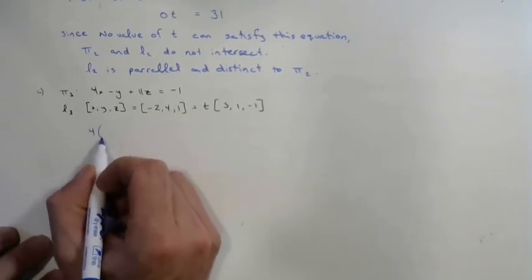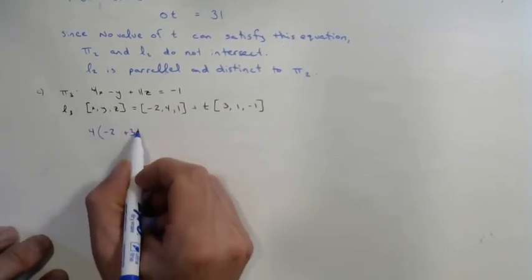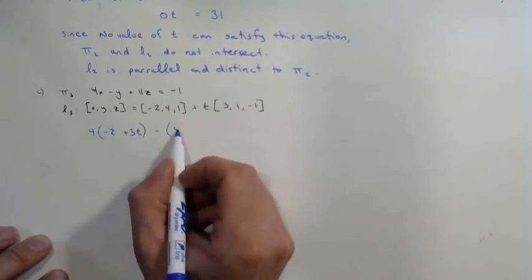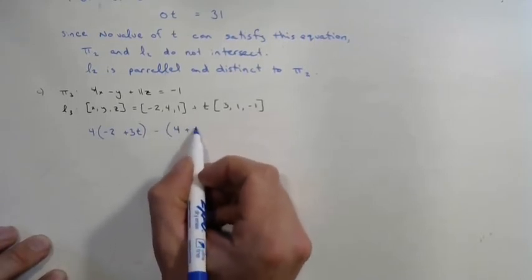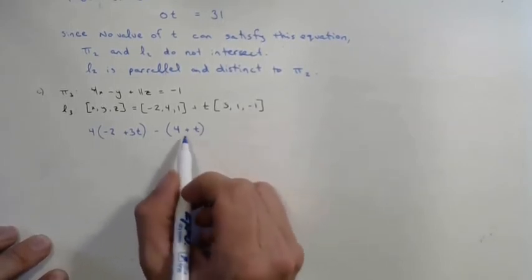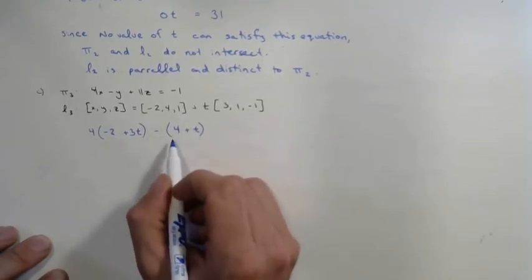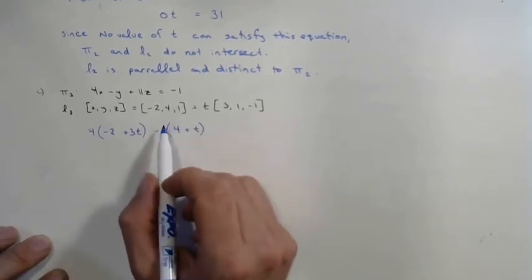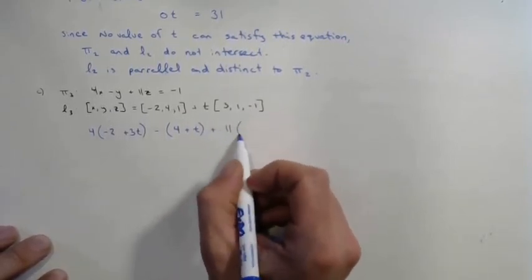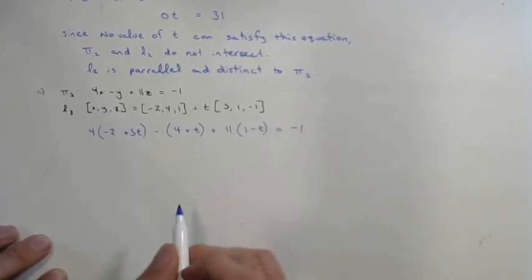So 4 times (negative 2 plus 3t) minus y, which is (4 plus t). Notice I have to put those in brackets. Please don't forget to put y in brackets because this negative symbol is going to distribute and apply to both pieces, okay? And then we have 11 times z, which is (1 minus t), equals negative 1.